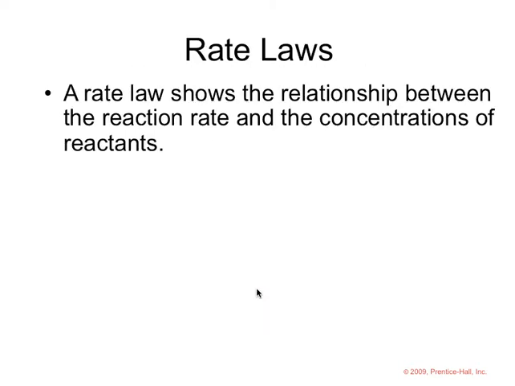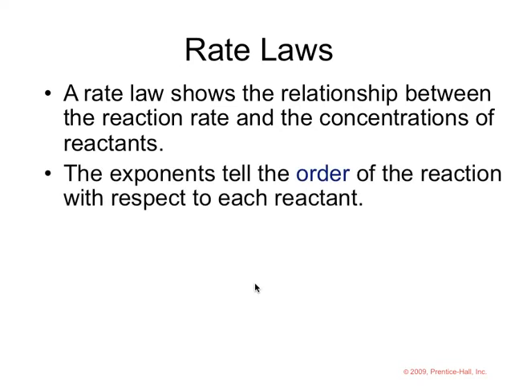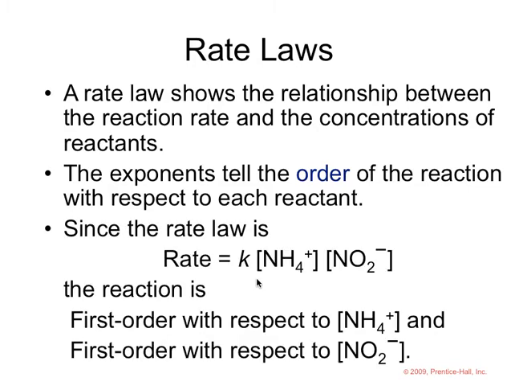All right. So the rate law, also known as the rate expression, shows the relationship between the reaction rate and the concentration of the reactants. The exponents on those concentrations give us the order of the reaction. So if we look at the rate law that was given before, the power on the ammonium is 1, the power on the nitrite is 1. So we say that this reaction is first order with respect to the ammonium ion. It is also first order with respect to the nitrite ion.